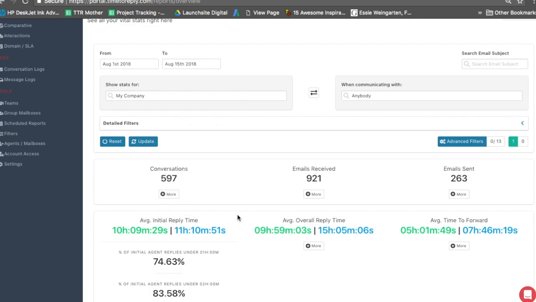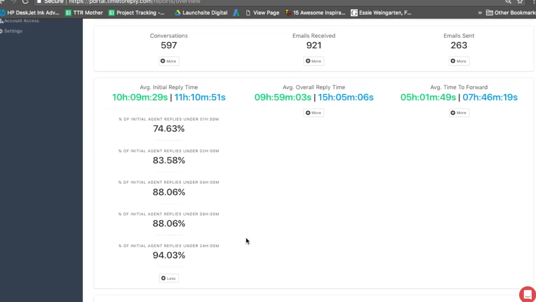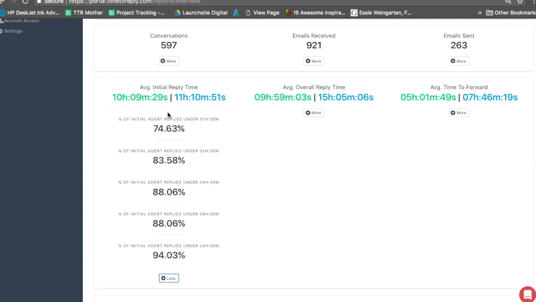The average initial response time is the time it takes to respond to a new conversation. The average overall response time looks at the initial response as well as all subsequent responses within the conversation.